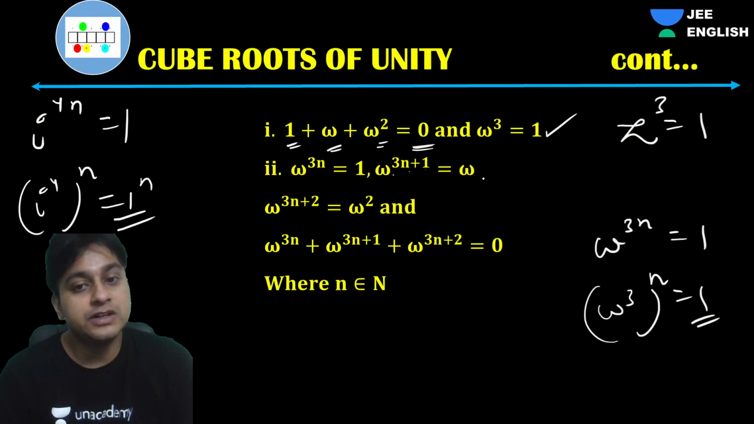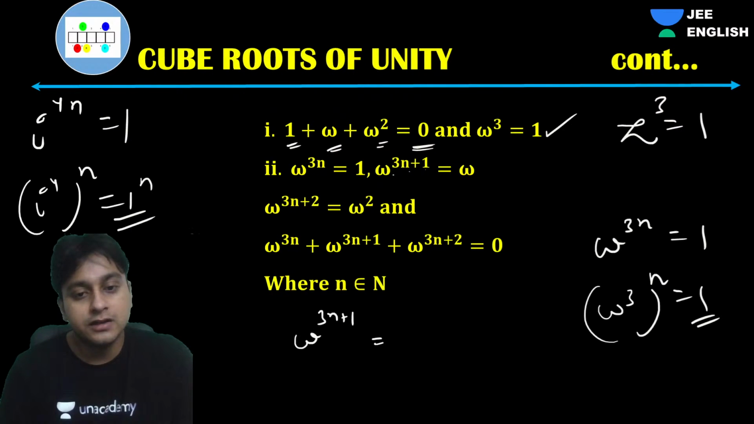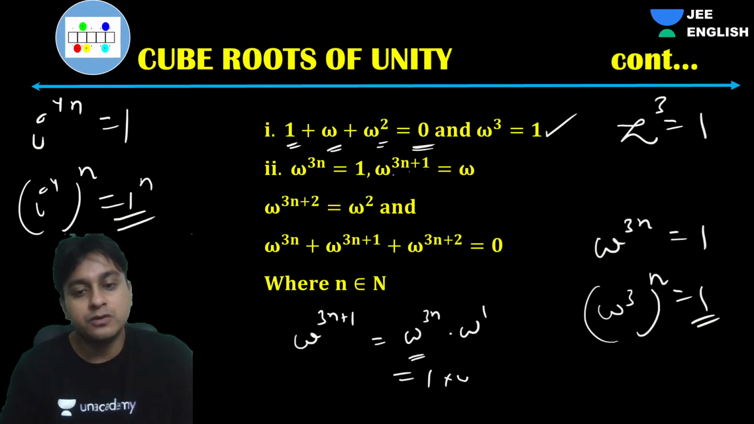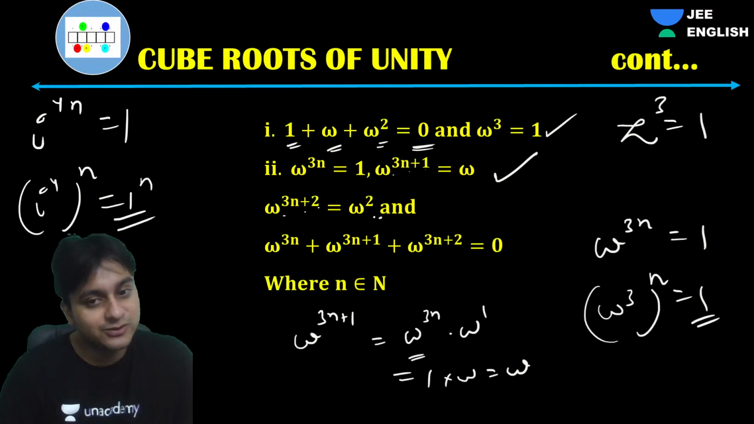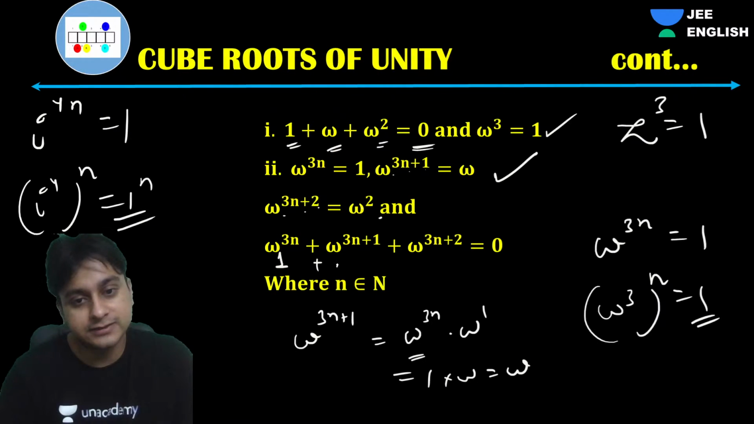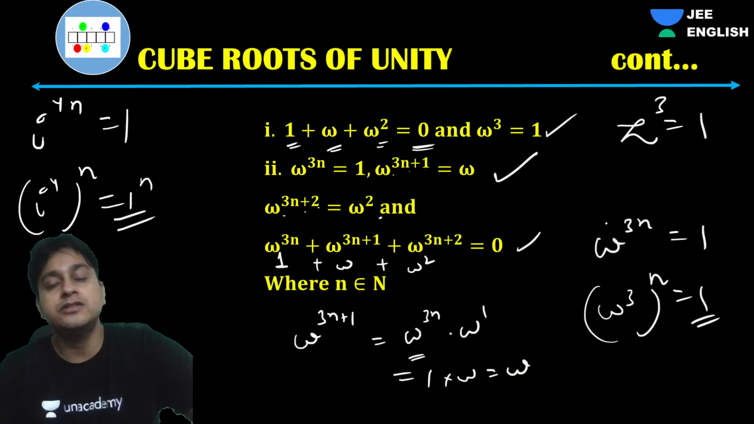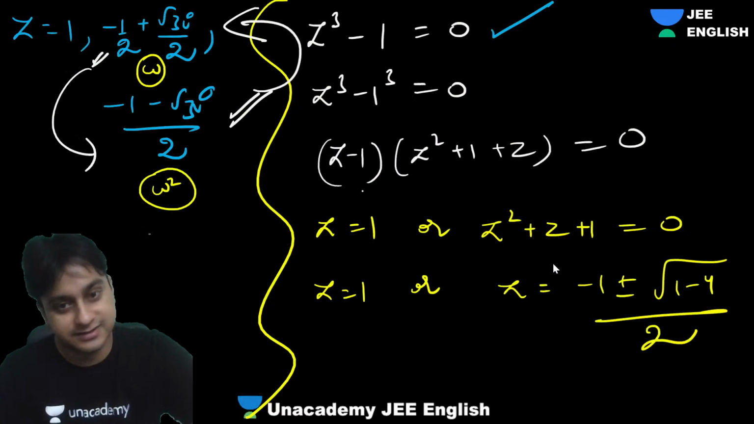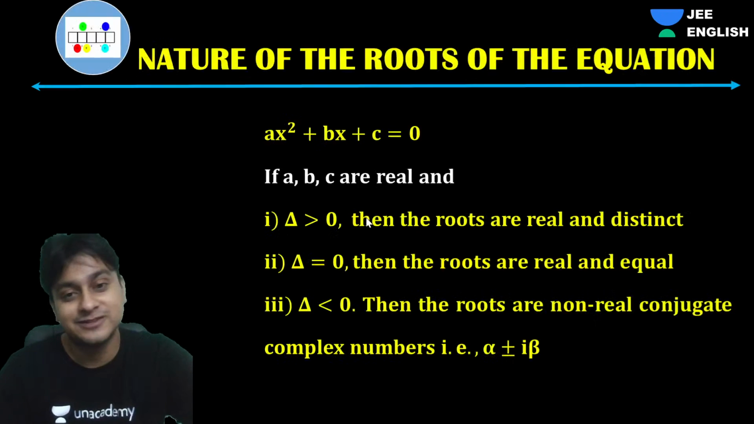Omega power 3n plus 1 is omega. So guys, what we can say is that omega power 3n plus 1 we can write as omega power 3n into omega power 1, right? This is 1, so 1 into omega will be omega. Similarly, omega power 3n plus 2 will be omega square. And guys, if you add all these three things, you will be getting 0. 1 plus omega plus omega square is 0. Clear, everyone? So any three consecutive powers of omega, if you add, you will be getting 0, just like any four consecutive powers of iota add to 0.